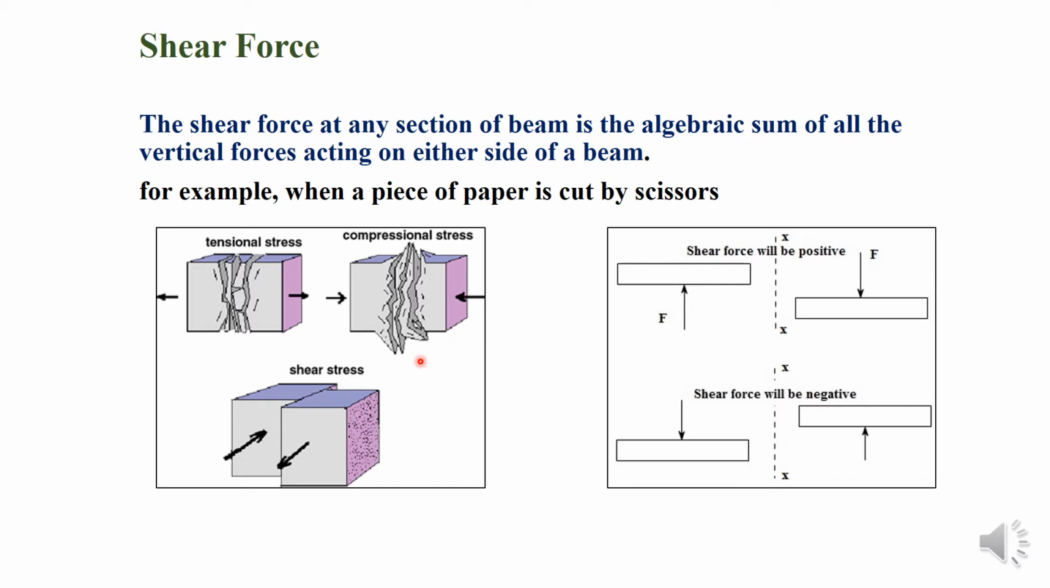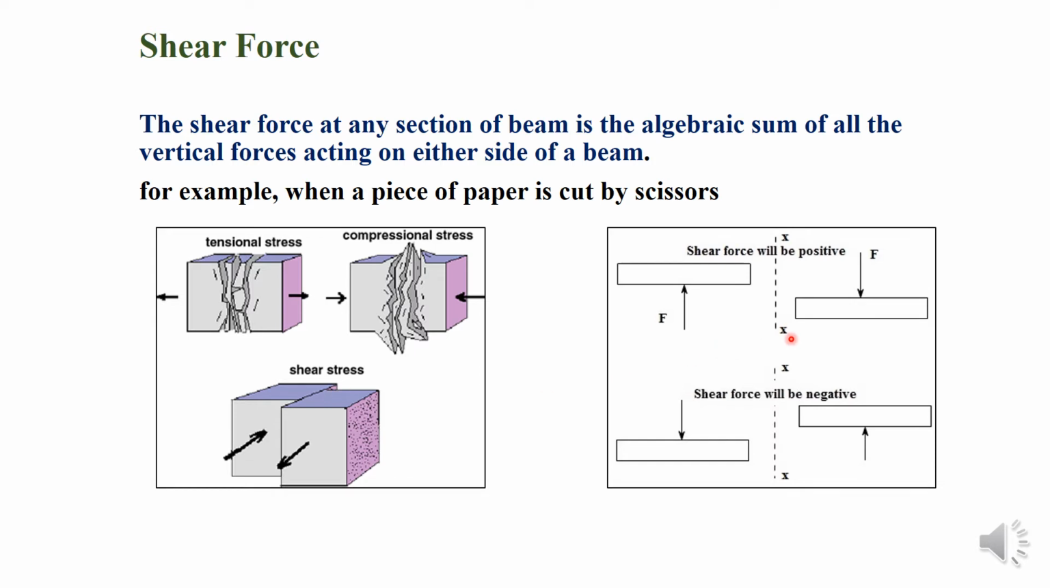The following figures show the types of stress. First, the tensile stress: when we apply equal and opposite pull forces on any body, the stress developed is known as tensile stress. When we apply a push force on the body, the stress developed is called compressive stress. And the shear stress: when we apply force tangentially on the body, the stress developed is known as shear stress.